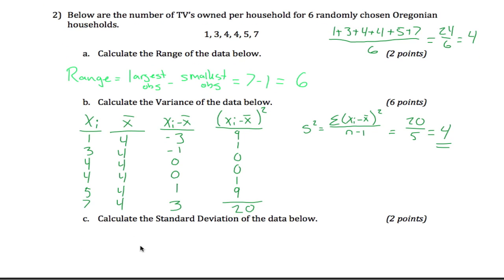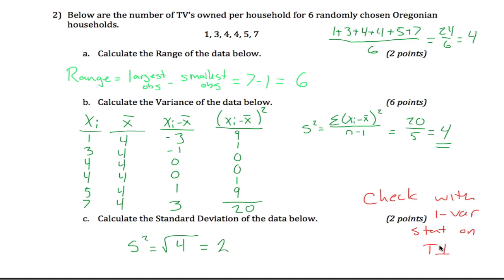All right, now calculate the standard deviation. Good news is the standard deviation is just the square root of the variance. So square root of 4, which is just 2. Makes that one a little bit easier. And you can check all these on your calculator if you want. Maybe I'll even write that. You could say check with one variable stat on your TI if you want. But I think these will all check. I don't think I screwed anything up. So that's the end of the quiz.